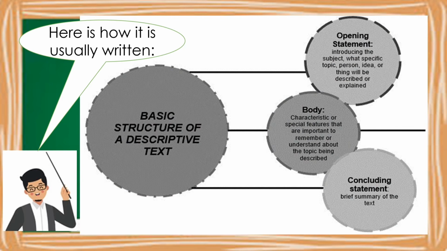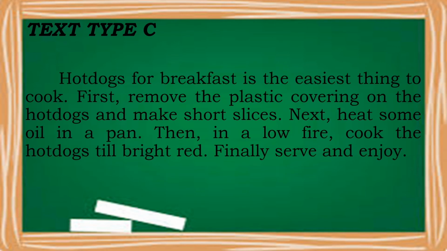And the last, text type C. Hot dogs for breakfast is the easiest thing to cook. First, remove the plastic covering on the hot dogs and make short slices. Next, heat some oil in a pan. Then, in a low fire, cook the hot dogs till bright red. Finally, serve and enjoy.